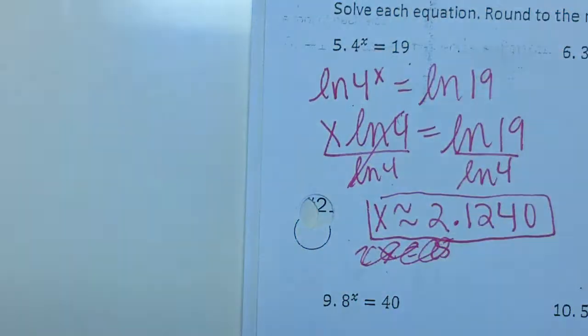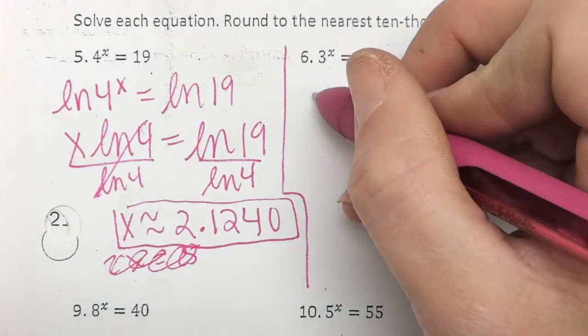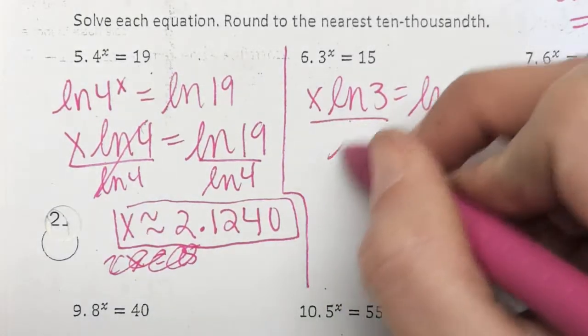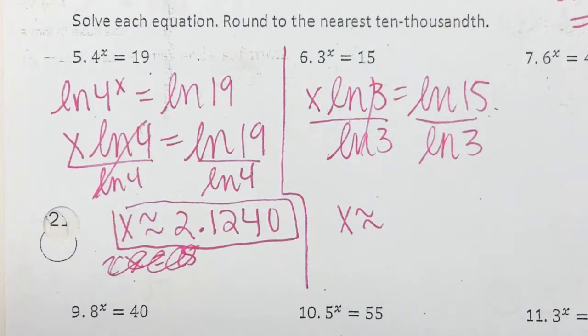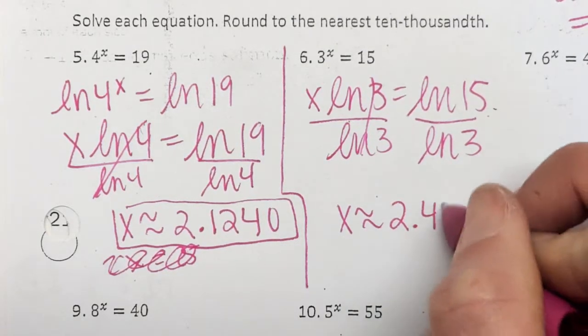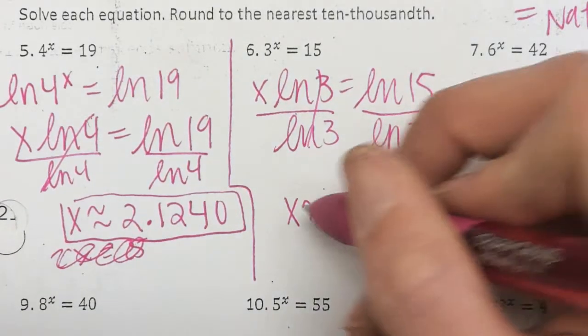Questions? Let's do one more together. Alright, tell me how to rewrite number 6 first. Equals. And then we would divide by. Very good. Go ahead and find x on your own. Make sure you round to the nearest 4th place. Alright, Rihanna, what'd you get? 50. Everybody agree? Very good. Go ahead and do 7 and 8 on your own.